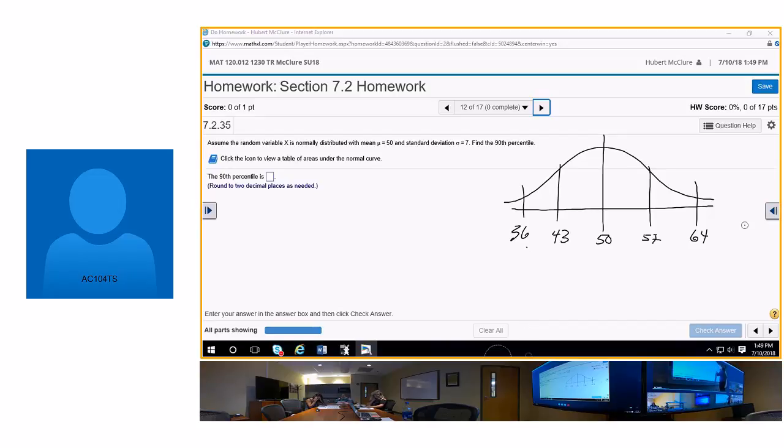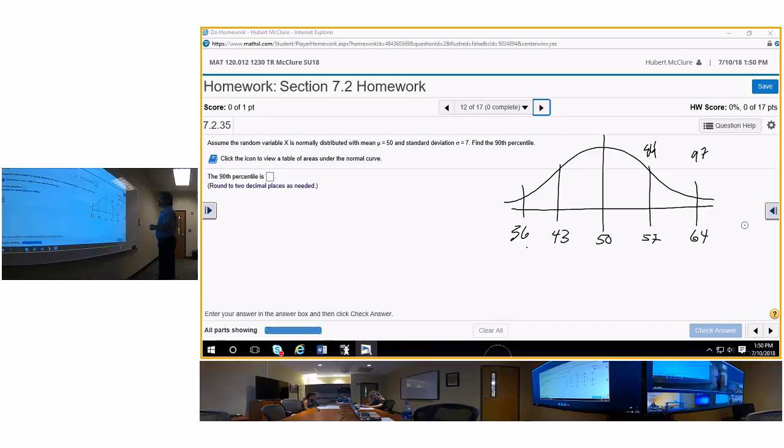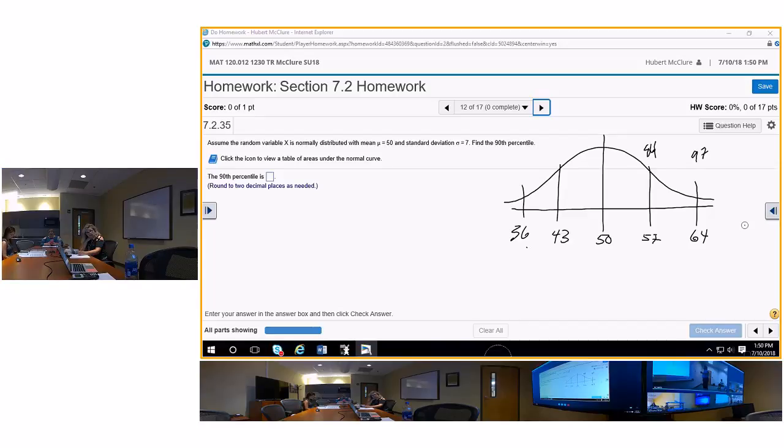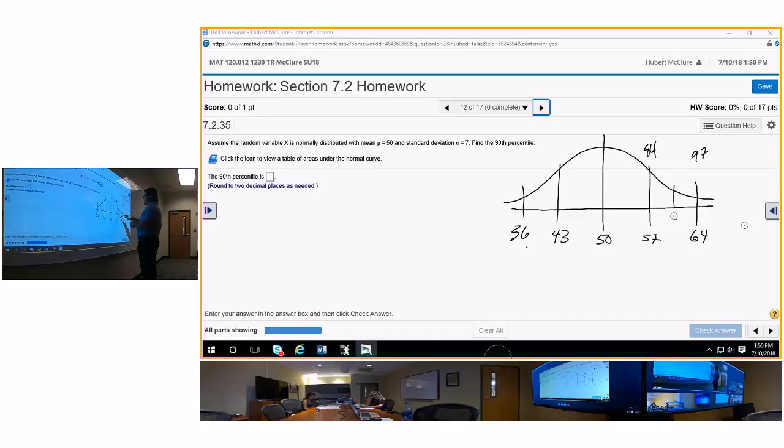Well, this is the 50th, and this is 84. If this is 84, and this is 97. 84 to 97. What's 84 to 97? 13? Half of 13 is what? 7, right? Government work. So this is 91% right here, correct?